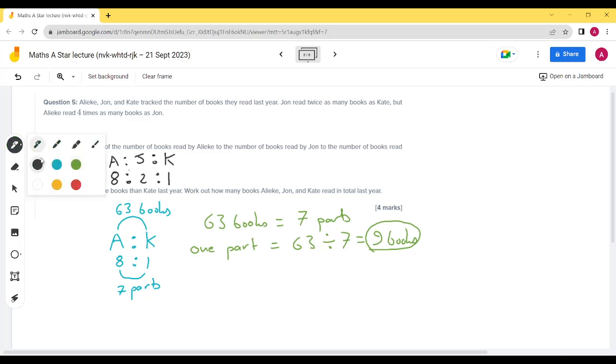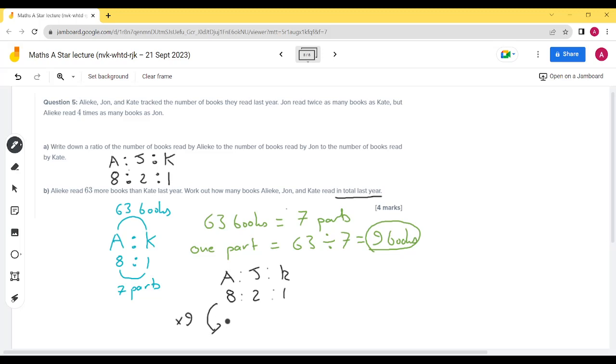And we've been asked in this question to work out how many books Alik, John, and Kate read in total last year. You could actually interpret this 2 ways, to be honest. I don't think it's the best written question. You can mean how many books do they all read individually, or you mean how many books they read all together. So we're going to do both here. We've got A, J, K. We've got 8, 2, 1. We've got a scale factor of times 9. So 9 8s are 72. We've got 2 9s are 18. We've got 1 9 equals 9. So that's how many books they read each in total.